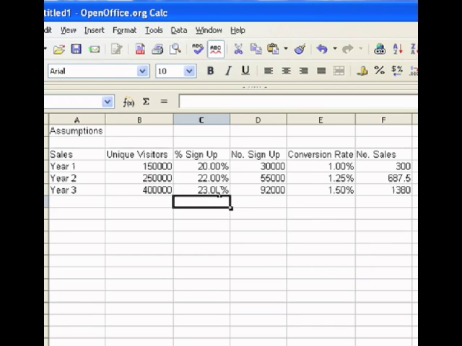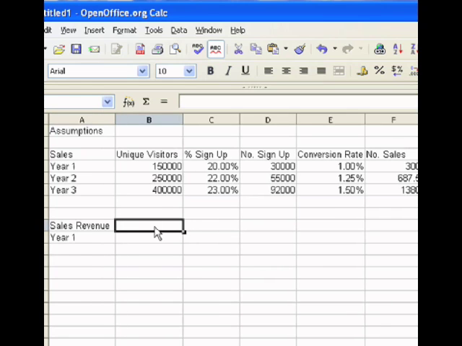Okay, the next thing that we need to do is to work out our actual sales revenue. Very easy to do. All you do is multiply the sales price by the number of sales for that year. And in this example, we're going to look at a sales price of €1,000.